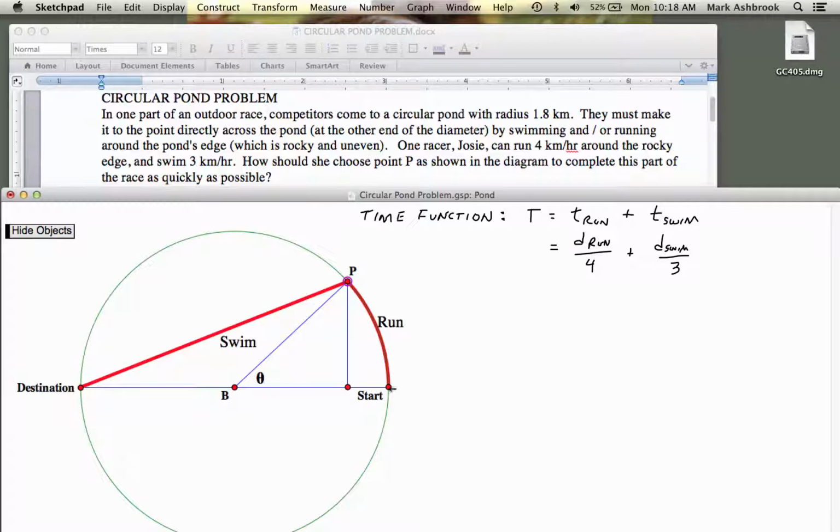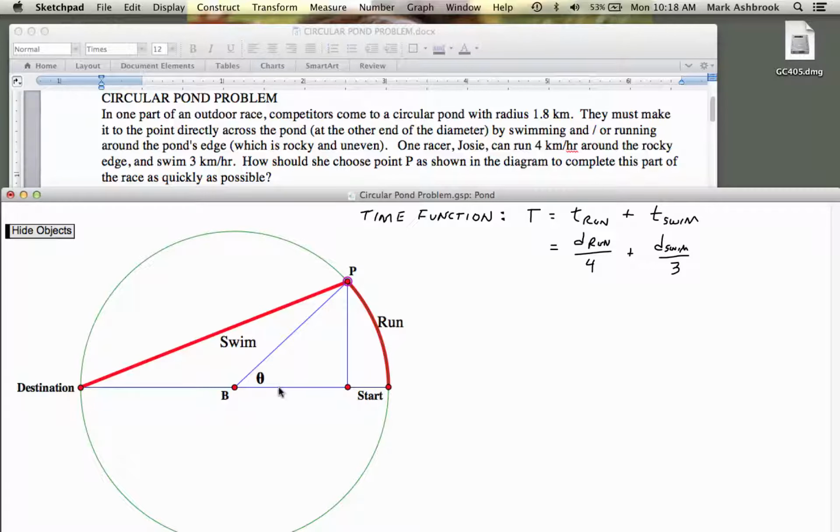Okay, so we want to get this distance that she's run in terms of theta and the distance that she's going to swim in terms of theta. And then we'd have the time. If we have both those in terms of theta, then we'd have a time function in terms of theta. So let's just do a quick review.